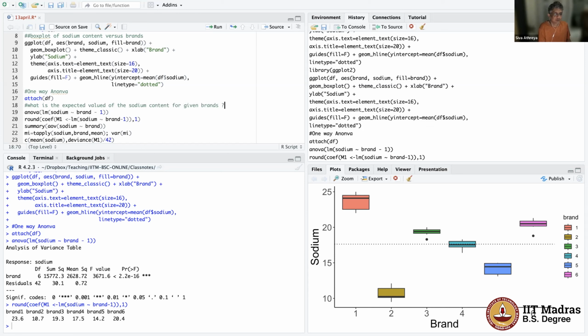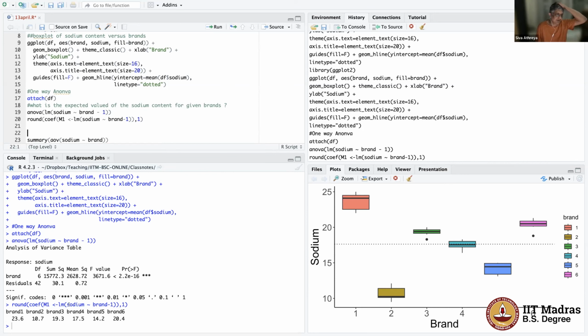Right. So the ANOVA tells you that you should reject the null hypothesis that they're all the same. It's clear. Then this mean command tells you that the expected value for each brand is of this kind: 23.6, 10.7, 19.3, and so on. So then the question I actually asked you was: do the sodium contents differ significantly between brands?